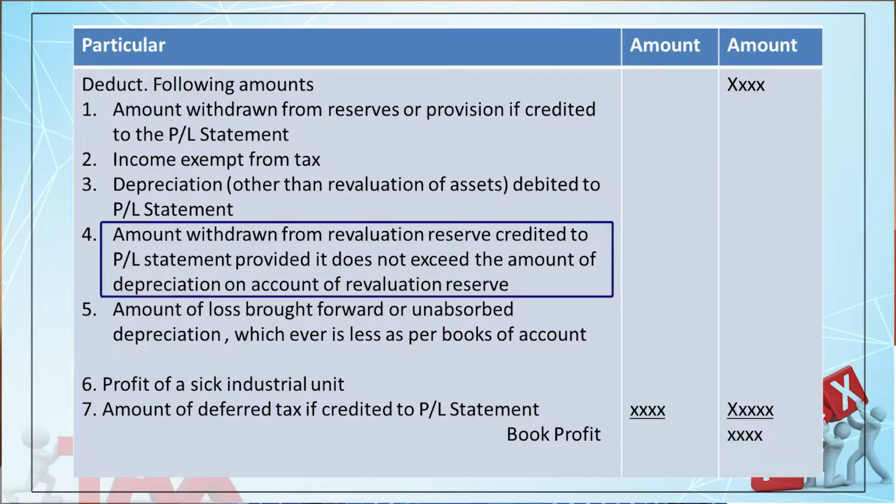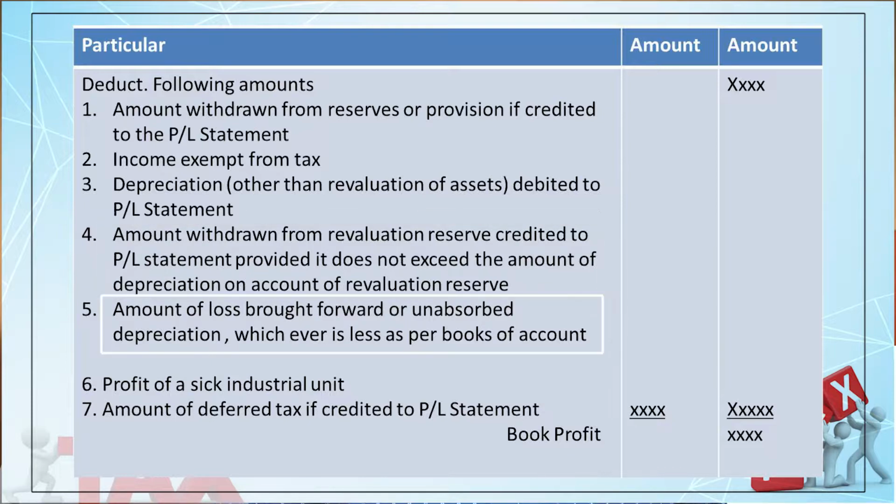Then you have to deduct the amount withdrawn from revaluation reserve which is credited to the statement of profit and loss provided it does not exceed the amount of depreciation on account of revaluation reserve. So, you have to keep in mind whether revaluation reserve is there or not. Then the amount of loss brought forward or unabsorbed depreciation whichever is less as per the books of accounts.